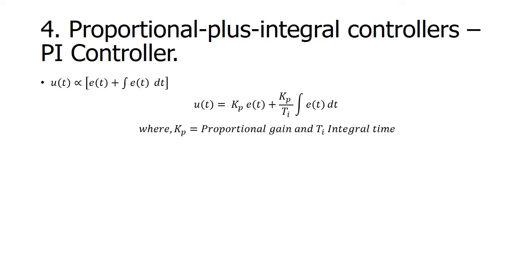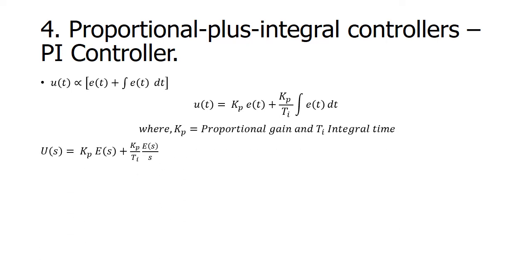The next type of controller is the proportional plus integral controller. In short, we call it the PI controller. Here, the control signal u(t) is proportional to the error signal as well as proportional to the integral of the error signal. So we have to make it equal by introducing a proportionality constant Kp.